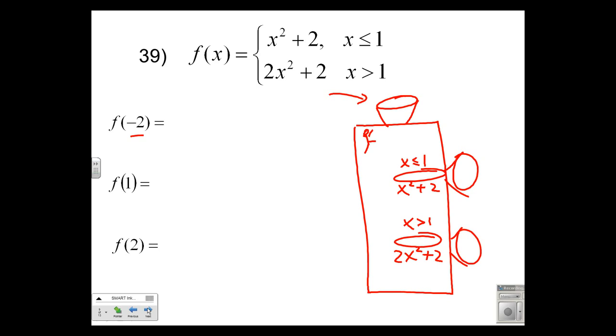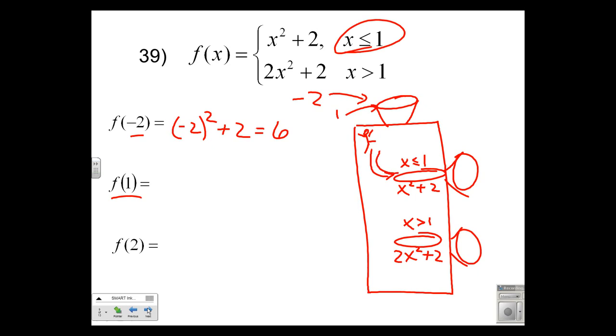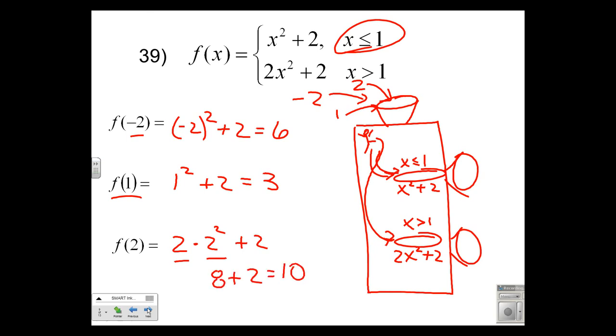So negative 2 enters. Say this is a negative 2. It is less than 1. We're going here. Negative 2 gets squared. We add 2. So we get 4 plus 2, 6. When 1 comes into this factory, 1 is less than or equal to 1, so it goes to this factory. 1 squared plus 2, 3. But when 2 goes into this factory, the elf says, well, 2, you are bigger than 1. We're sending you down here where the bigger than 1 numbers go. And we get 2 times 2 squared plus 2, or 2 times 4, 8, plus 2, 10. And this again is called a piecewise function, where we break things into pieces.